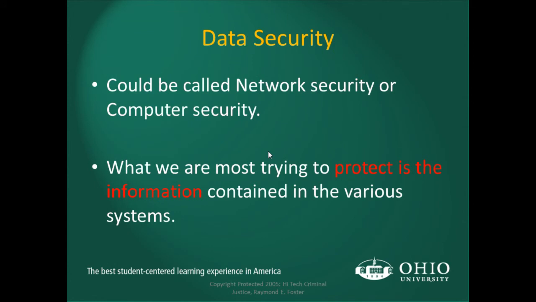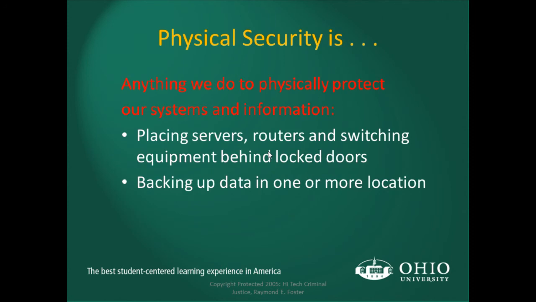The last part to this is digital security or data security. There are a couple of different things that are important when we talk about network security or computer security. The most important thing, obviously, behind data security is protecting the information. The first part to that is physical security. So anything we do to physically protect the system information, placing servers, routers, all those things behind locked doors. Most data centers, you just can't walk in and take a look around. That stuff is typically housed behind more stringent physical security.